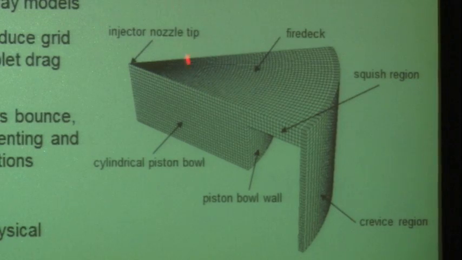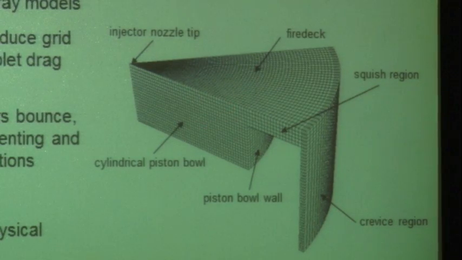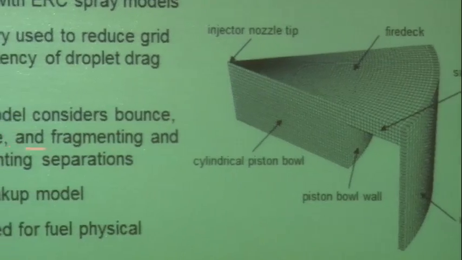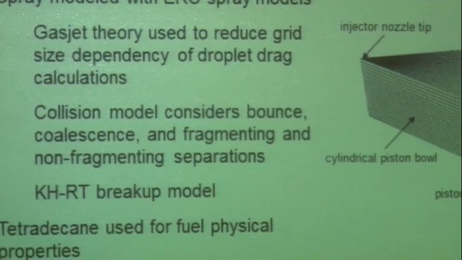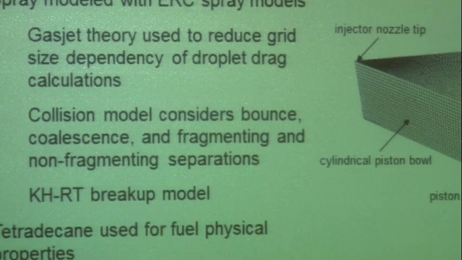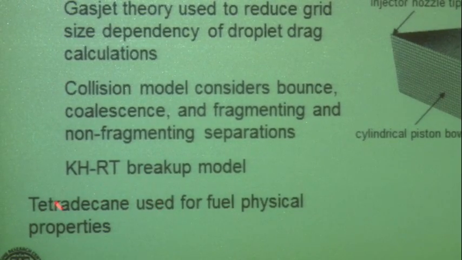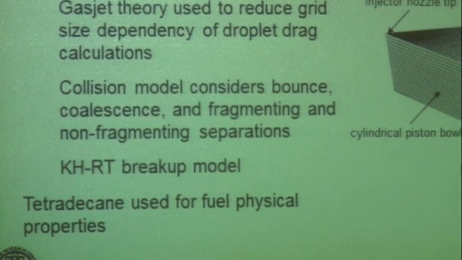In this case, each of these computational cells is considered as a well-stirred reactor. Flame propagation is also modeled using the level set or the G equation model that I described last time. And then the spray, we used the models that we discussed yesterday: the gas jet theory to reduce grid size dependency, collision model, including bounce, coalescence, fragmenting, non-fragmenting separations, and so on, the Kelvin-Helmholtz-Rayleigh-Taylor breakup. And then for the fuel physical properties, we used tetradecane. It's closer to that of conventional diesel fuel.